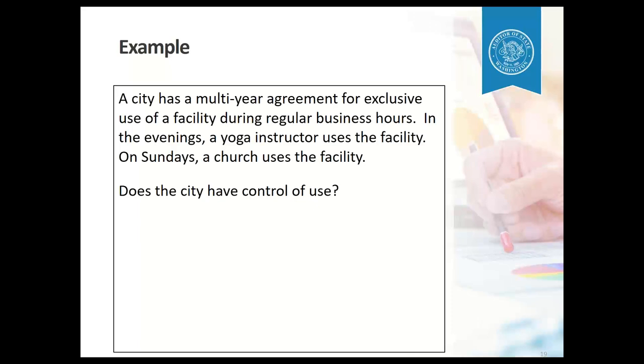In our second example, we have a city with a multi-year agreement for exclusive use of a facility during regular business hours. In the evenings, a yoga instructor uses the facility, and on Sundays, a church uses the facility. So does the city have control of use in this case? Yes, they do have control. So that control doesn't need to be uninterrupted. They've got control during their regular business hours.